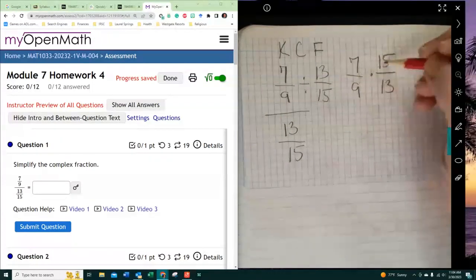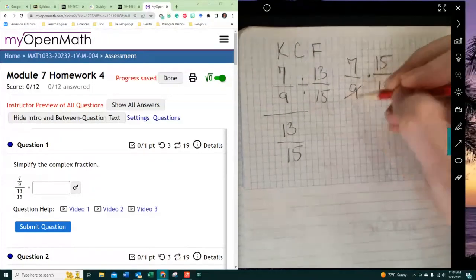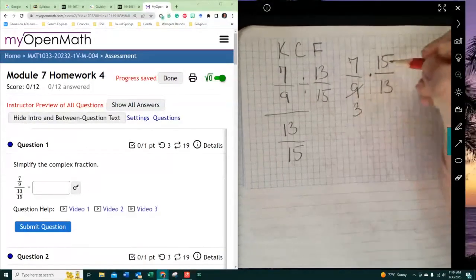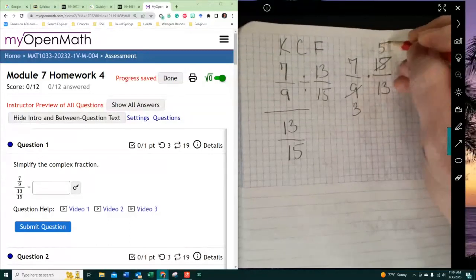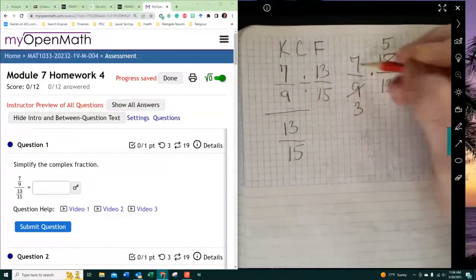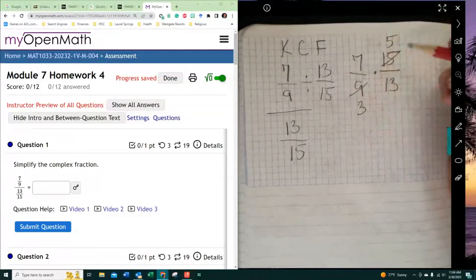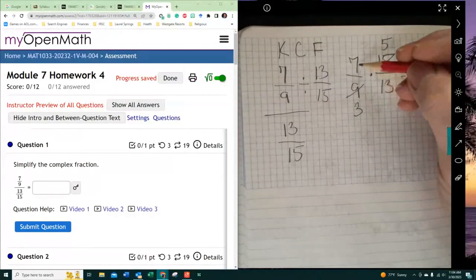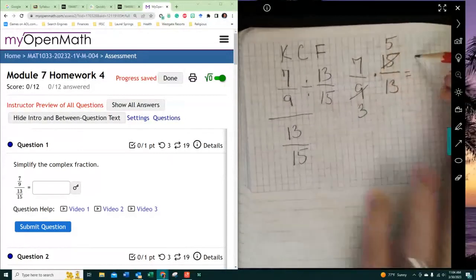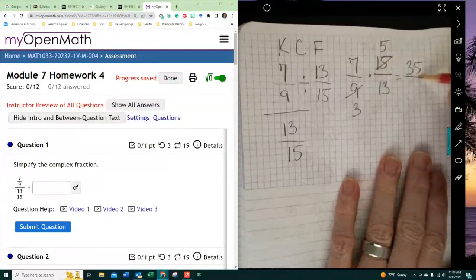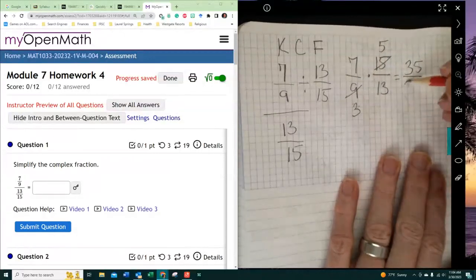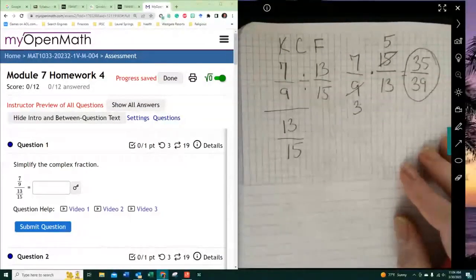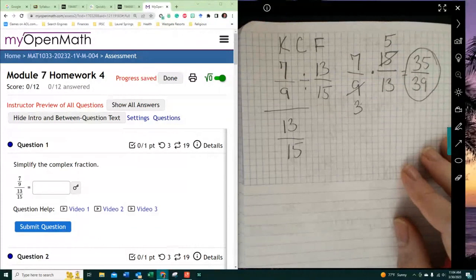Then we look at this with respect to the 9 and the 15: 3 goes into both of them. So 3 goes into 9 3 times, and 3 goes into 15 5 times. 7 and 13 can't be reduced because a single number can't go into both of them. So all we're left with is 7 times 5 is 35, and 3 times 13 is 39, and there's our answer, and we're done. Not very complicated, is it?